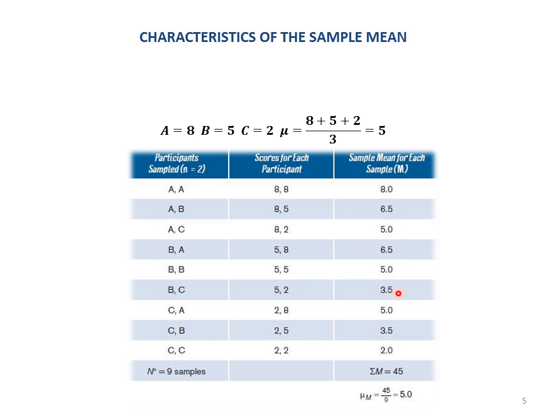Let's use the same example of the small population of 3 subjects. But this time we're going to give them a score. A is 8, B is 5, and C is 2. The population mean is 5.